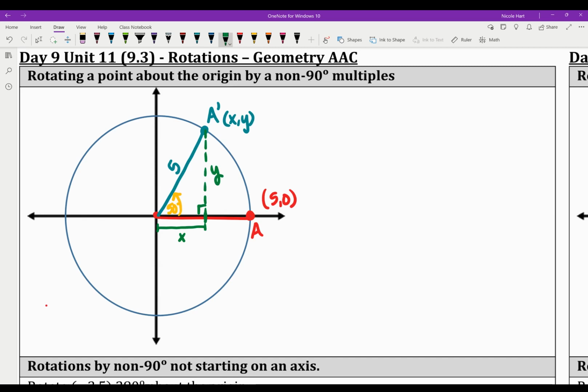So now we have a right triangle. And from this right triangle, we can choose to do Pythagorean theorem, special right triangles, or trig, depending on the information we have.